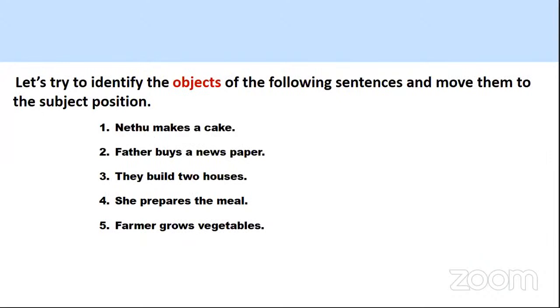I'm going to give you a small activity. I ask you to keep your writing book with you. Then open your writing book. Put numbers 1 to 5.